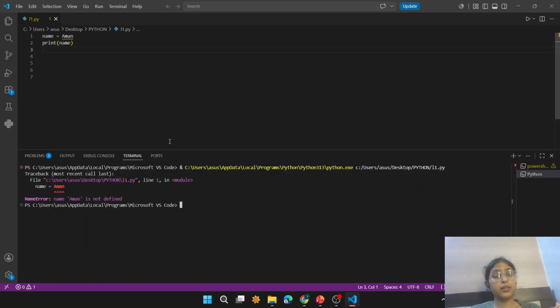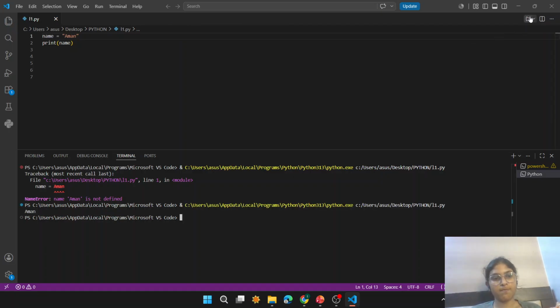Why? Because Python thinks that Aman is another variable. Whenever you are using any text, you should always put the text inside quotation marks. Then it will be considered as a string. Then only you can print it. Now it's printed. See, the result is here.